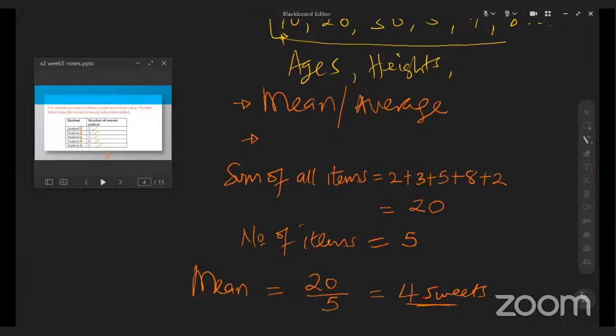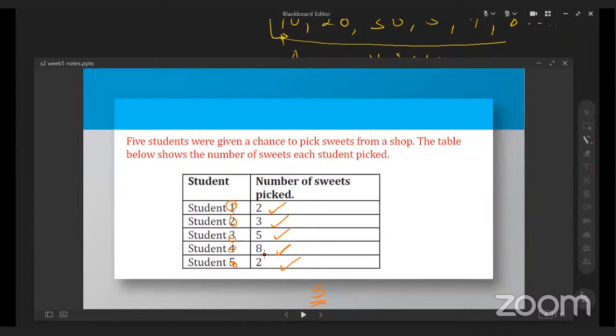It means that when you get these 20 sweets here and you distribute them equally amongst these people here, you will come to the same number, which is 20. When you total this one, it is 20. So when you say you're giving everyone 4 sweets equally, meaning no one is going to take more, no one is going to take less, we also come up with 20. So this is what we mean by the mean.